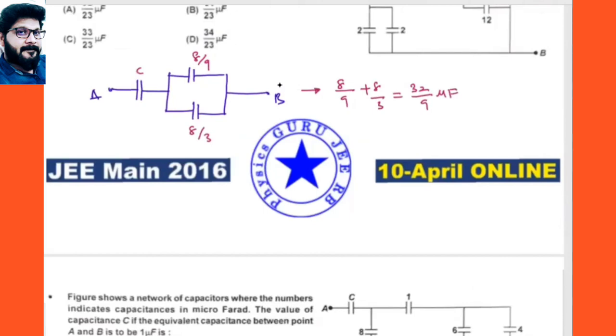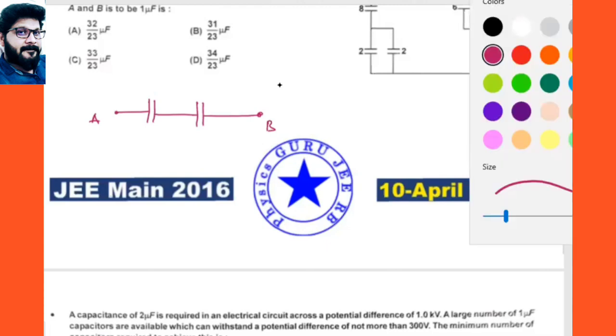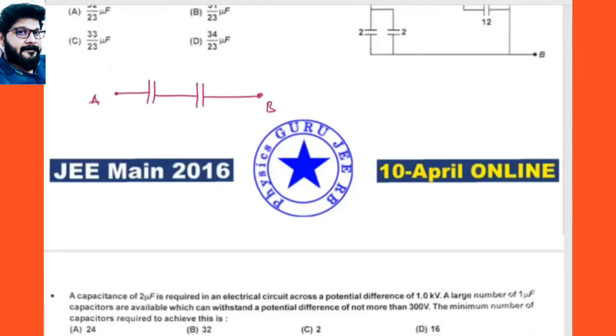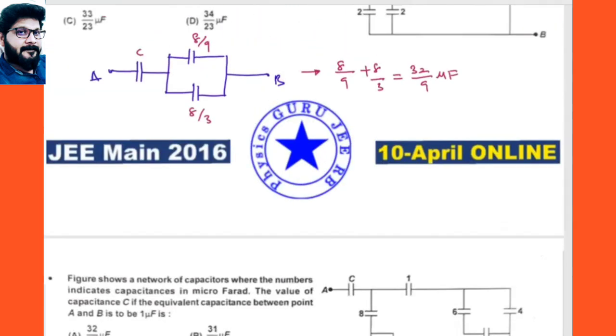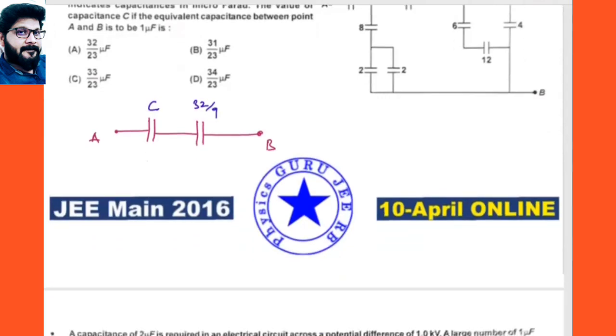Finally, one more I'll draw. So 1, so next 2. That's all. So A and B. One is 1 microfarad. Sorry, this is nothing but C microfarad. C and 32/9 across this effective capacitance. So C, A, B, these two are again in series or parallel? They are in series, right? Across this one is given as C effective.